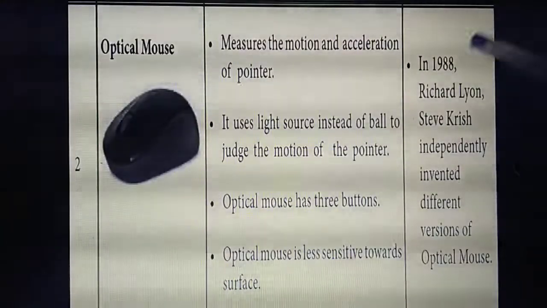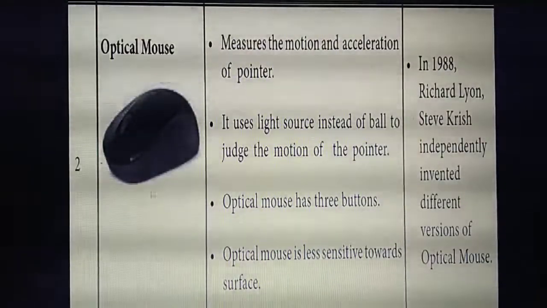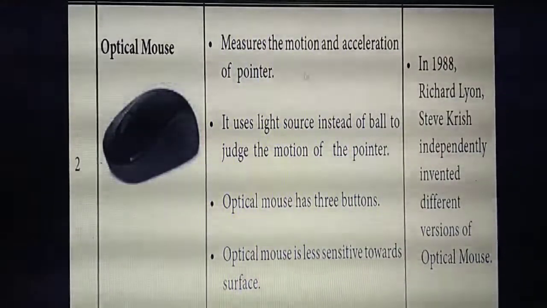The cursor will move here and there as you move and click the mouse, isn't it? So the first point is that it measures the motion and acceleration of your pointer. For example, this is the mouse pointer. Now I am moving this pointer here, next I am moving it there. It measures the motion and acceleration, from which place to which place I am moving.